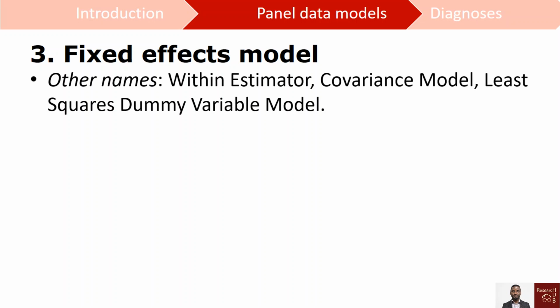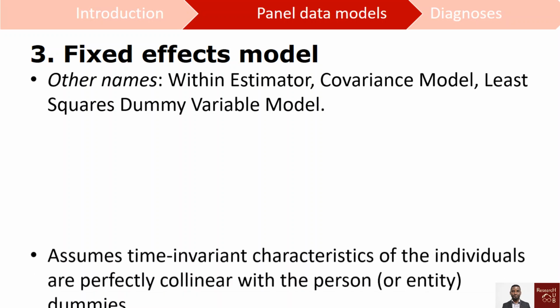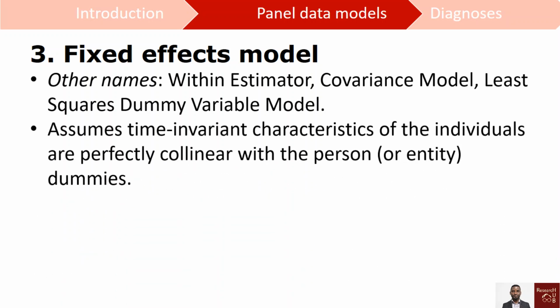It has other names like the covariance model or the least square dummy variable. So you create a dummy variable for all the units that you observe, and that is why it's called the least square dummy variable. The main assumption of fixed effects is that the time constant characteristics of an individual or a company that you want to observe are perfectly collinear with the individual.